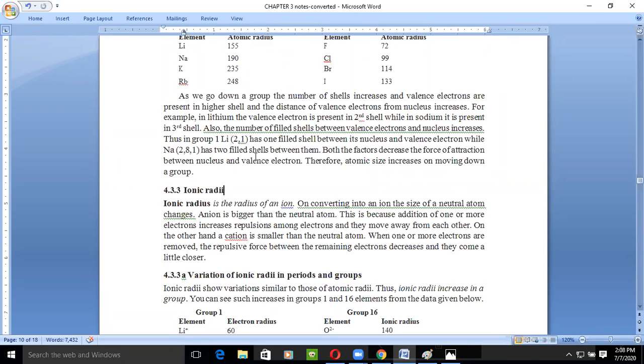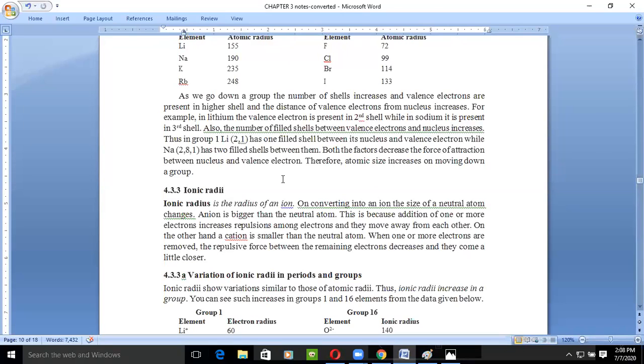जैसे जैसे वो डिस्टेंस बढ़ता चला जाएगा, वैसे वैसे ही the force which acts between the outermost shell and the nucleus will keep on decreasing. So that is why the atomic size will increase. Okay, so atomic size increases on moving down the group.